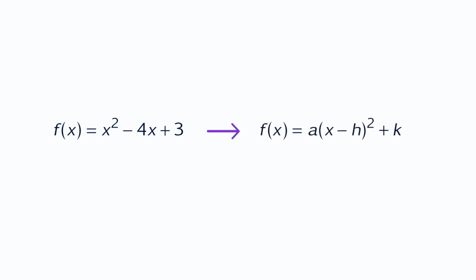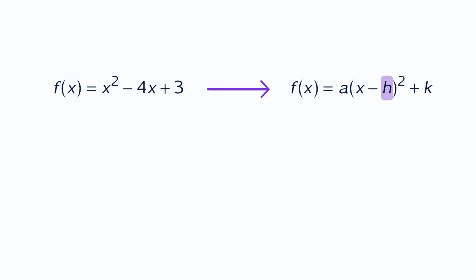Let's look at an example. Say you have the function f(x) = x² − 4x + 3, and you want to write f(x) in vertex form. First, you need to find h, the x-coordinate of the vertex of f(x). Recall that the x-coordinate is the same as the axis of symmetry. The formula for the axis of symmetry is x = −b/2a. So, since h is the same as x in this case, you have h = −b/2a.